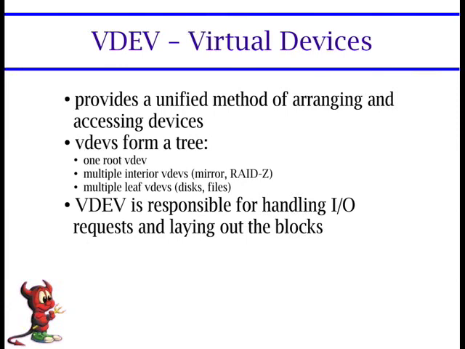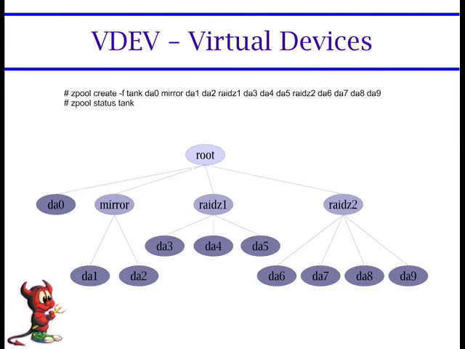There's the VDEV layer. This one is responsible for managing disks and partitions, in FreeBSD basically GEOM providers. So this is, for example, how it looks when you create a pool using one regular disk, one mirror, and RAID-Z1 and RAID-Z2 sets. It will just create a tree of devices like this. So this is basically what VDEV is responsible for.